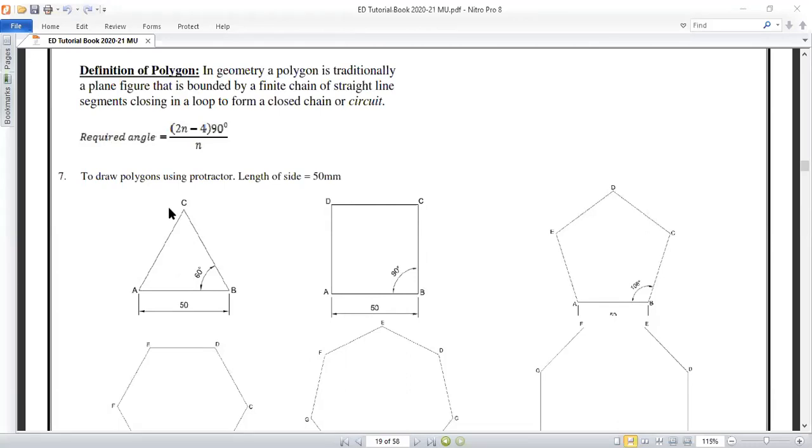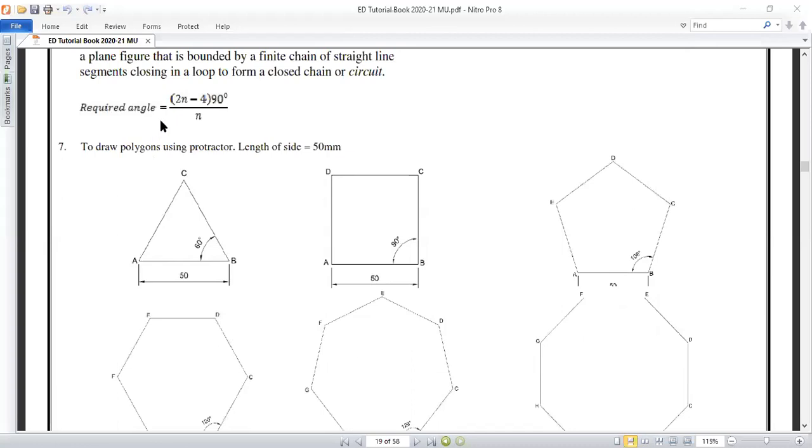Now, if you want to find out the angle of a polygon, you have a specific equation, and the equation is in front of you. The equation required to calculate the angle for any polygon is equal to (2n minus 4) times 90 degree divided by n, where n is the total number of sides. For example, I want to draw a polygon which has 3 sides.